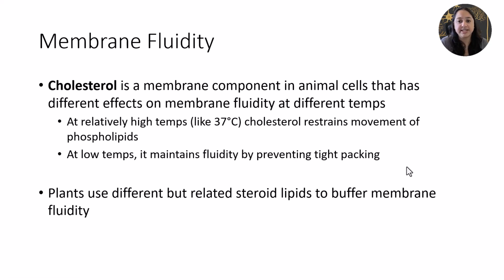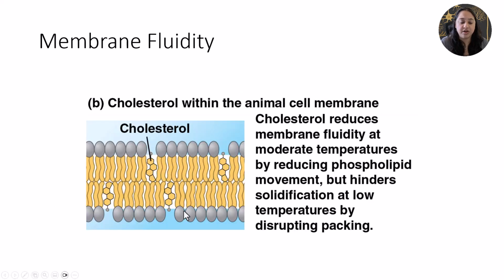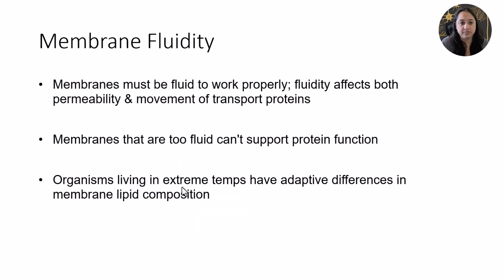And so cholesterol is in animal cell membranes, and plants use different but related steroid lipids to help buffer that membrane fluidity. So here's a picture of the cholesterol molecules and how they're embedded in the phospholipid bilayer. And again, membranes have to be fluid to work properly. Fluidity affects both the permeability, or how well things can go through, and the movement of transport proteins, whether the proteins can be moved around and added or removed. Membranes that are too fluid can't support protein function. So you have to find a nice kind of buffer zone.